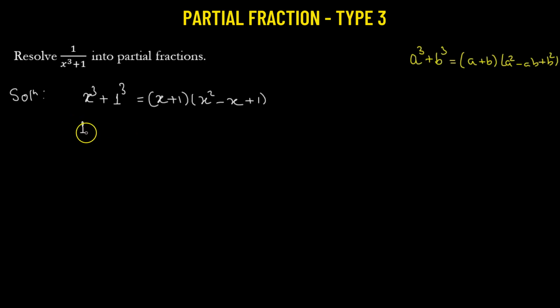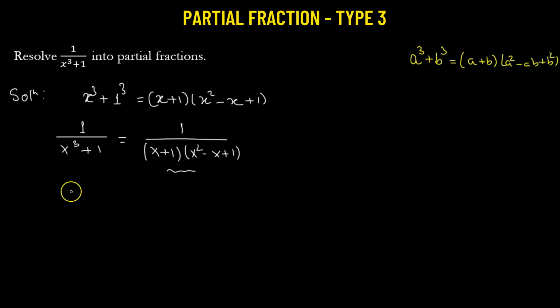So let's rewrite our given rational fraction. We have 1 over x cubed plus 1, which can also be expressed as 1 over x plus 1 multiplied by x squared minus x plus 1. Now, if we want to resolve it into partial fractions, we'll take this rational fraction, which has been factorized in the denominator, and write it down: 1 over x plus 1 multiplied by x squared minus x plus 1. Clearly there are two factors, so this will get resolved into two partial fractions.